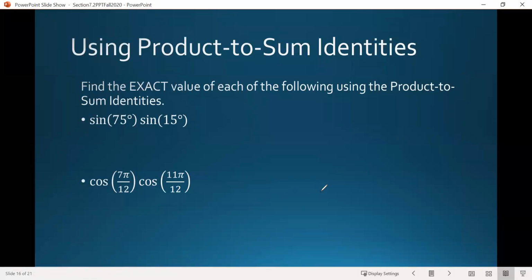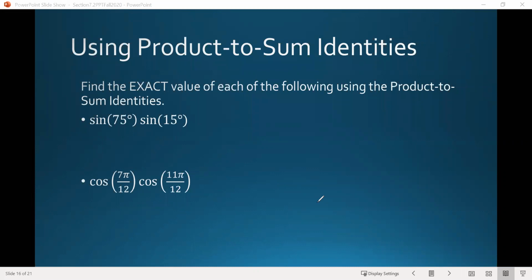So here we're asked to find the exact values of each of the following expressions. And notice in both cases, we see that we have a product of the sine or cosine of 2 angles that do not lie on the unit circle. Right, in the first case, we see 75 and 15 degrees, which are not on the unit circle. Second case, we see 7 pi over 12 and 11 pi over 12, which are also not on the unit circle. So we'll use those product to sum identities here since we see things being multiplied.